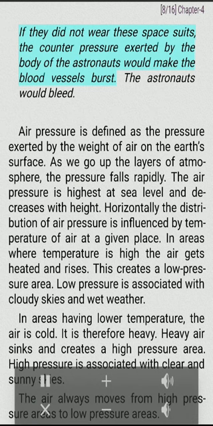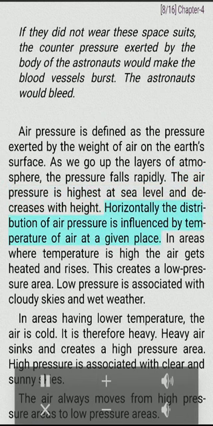If they did not wear these space suits, the counter pressure exerted by the body of the astronauts would make the blood vessels burst. The astronauts would bleed. Air pressure is defined as the pressure exerted by the weight of air on the Earth's surface. As we go up the layers of atmosphere, the pressure falls rapidly. The air pressure is highest at sea level and decreases with height.